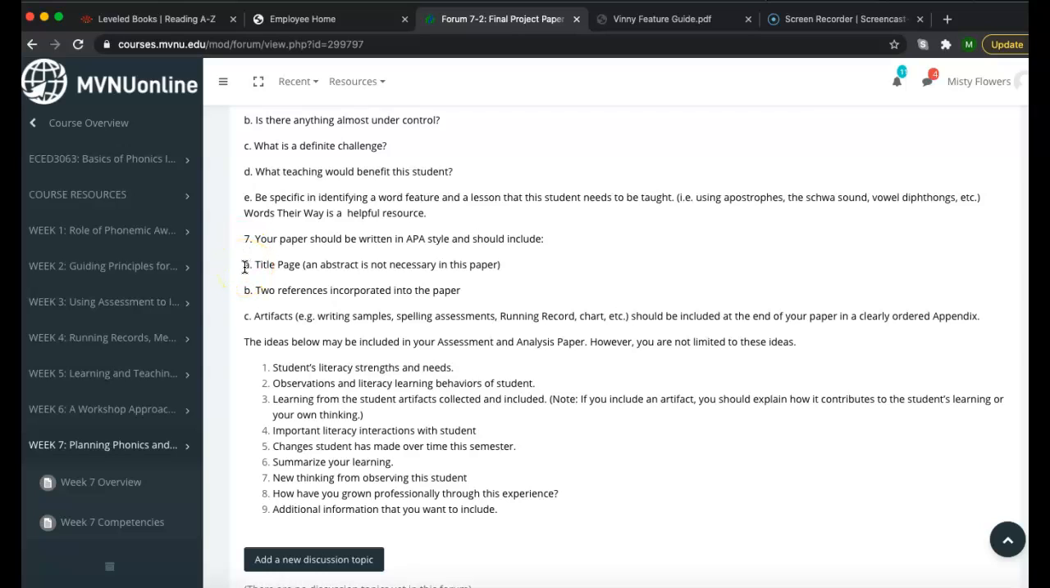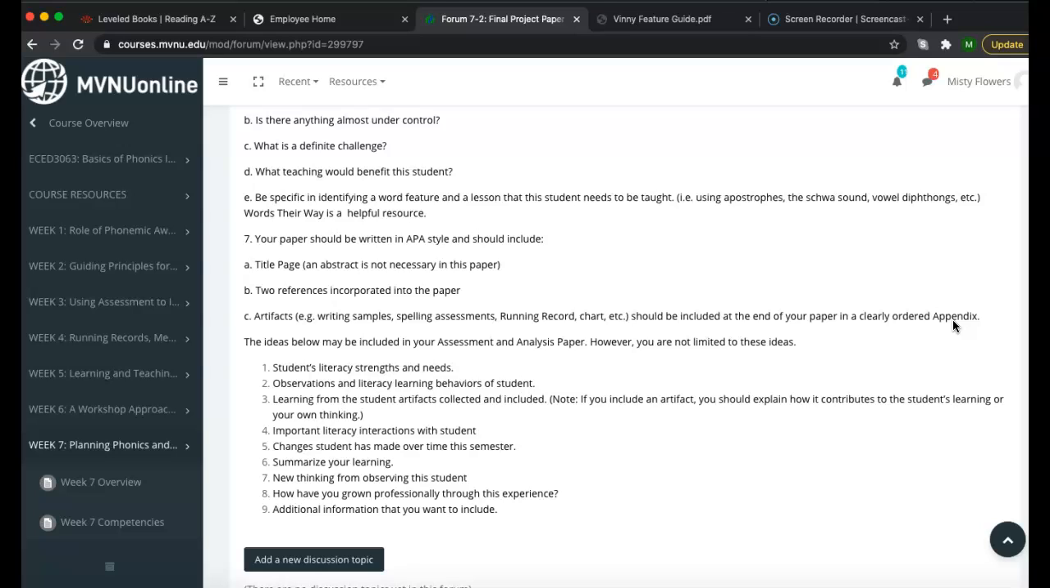You do not need to include an abstract. 2 references incorporated into the paper. Artifacts should be included at the end of your paper in a clearly ordered appendix. Please do not submit artifacts that are sideways or blurry. They need to be the best artifacts that you have and submitted that way.